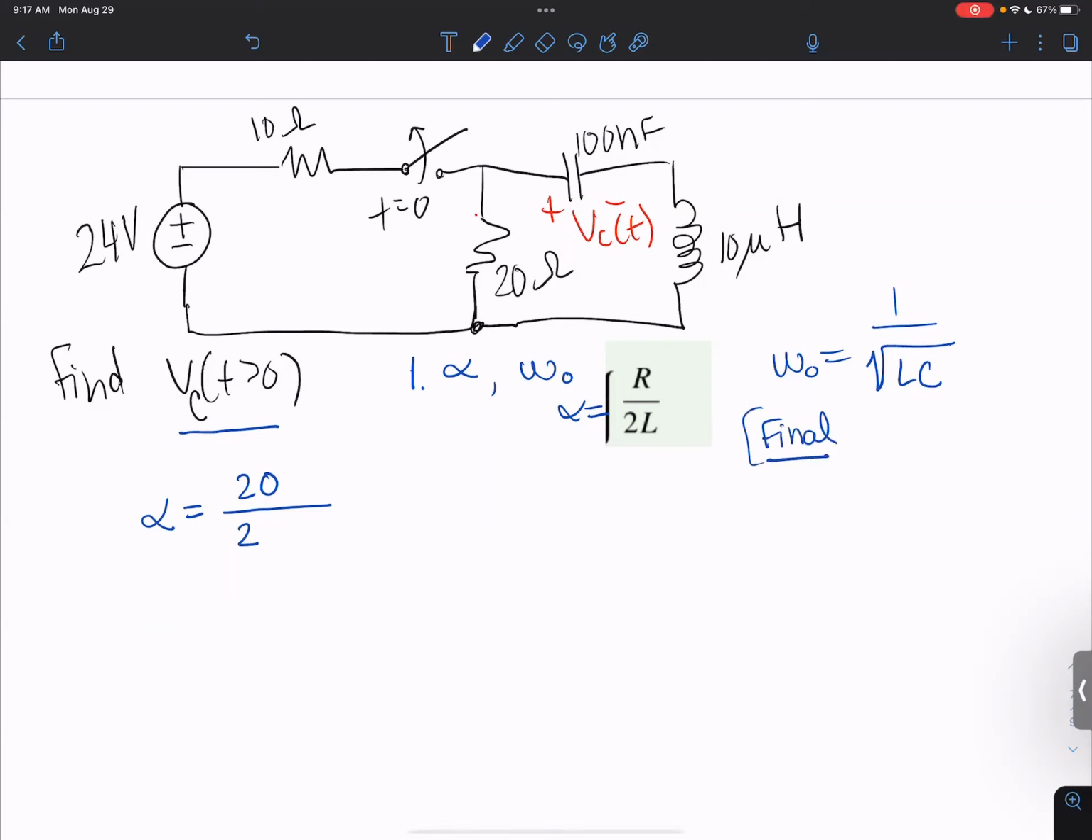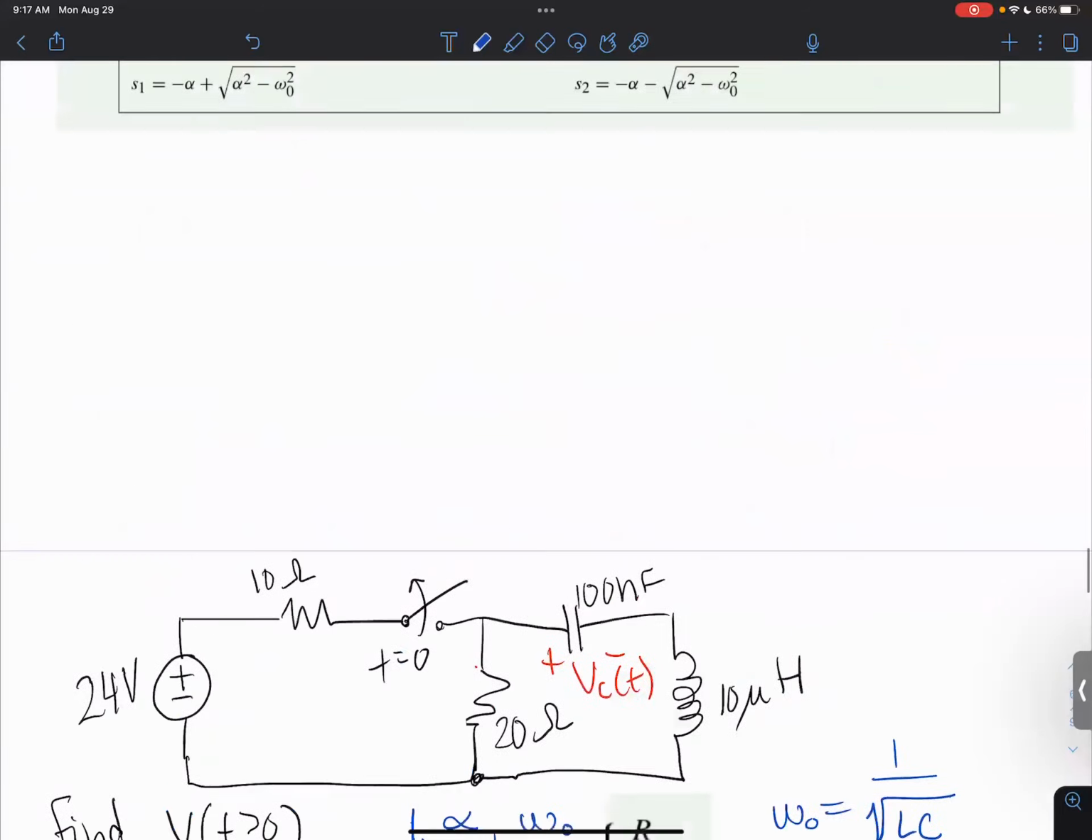So the final position, and that would mean that the switch will be open at the final. And so that's why it's only 20 there. Okay. So 20/2 times L, L is given as 10 micro. So we have 20/20 micro, which is 1 × 10⁻⁶ on the bottom, which comes up. So 1 meg.